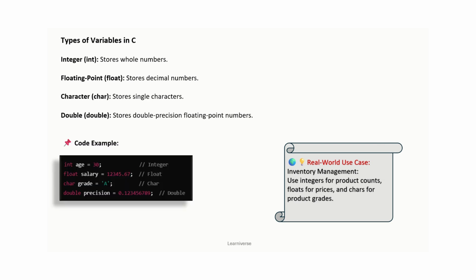Let us see an example of how to declare and use these types. Here you can see we have declared and initialized 4 different variables of 4 different types.